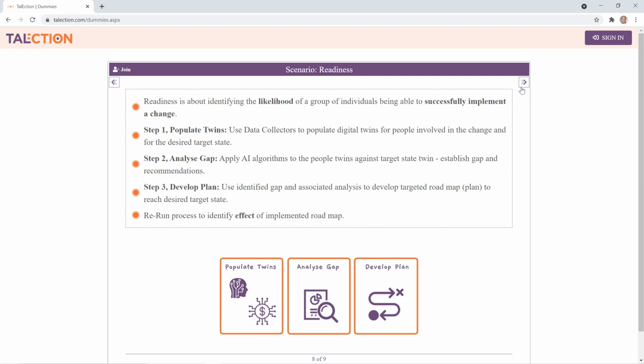Step 2, analyze the gap. Apply AI algorithms to the people twins against target state twin. Establish gap and get recommendations. Step 3, develop plan. Use identified gap and associated analysis to develop targeted roadmap or plan to reach the desired target state. And then you can rerun processes to identify effects of implemented roadmap and action plans.